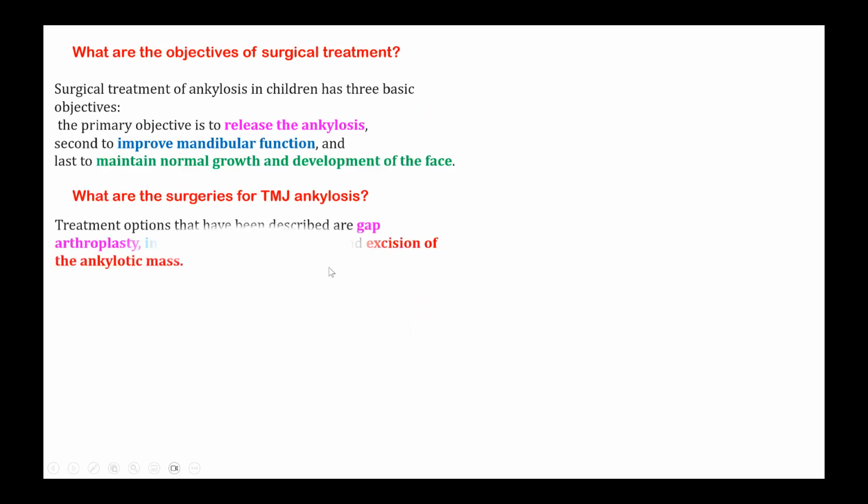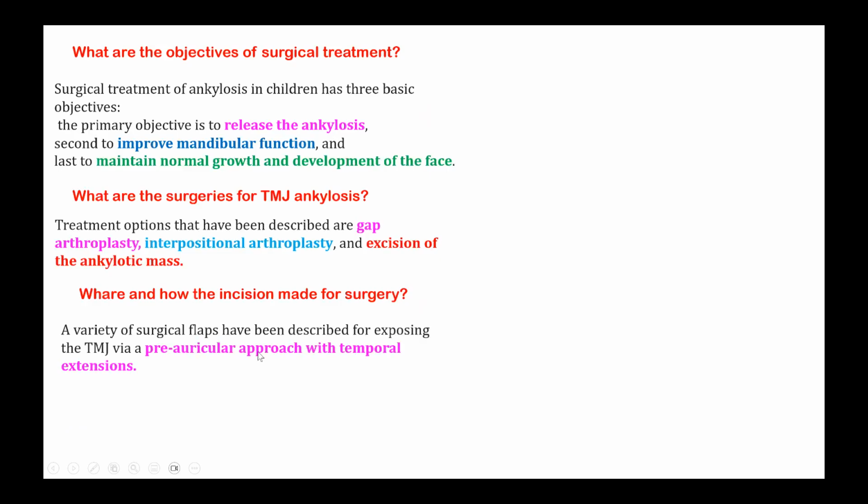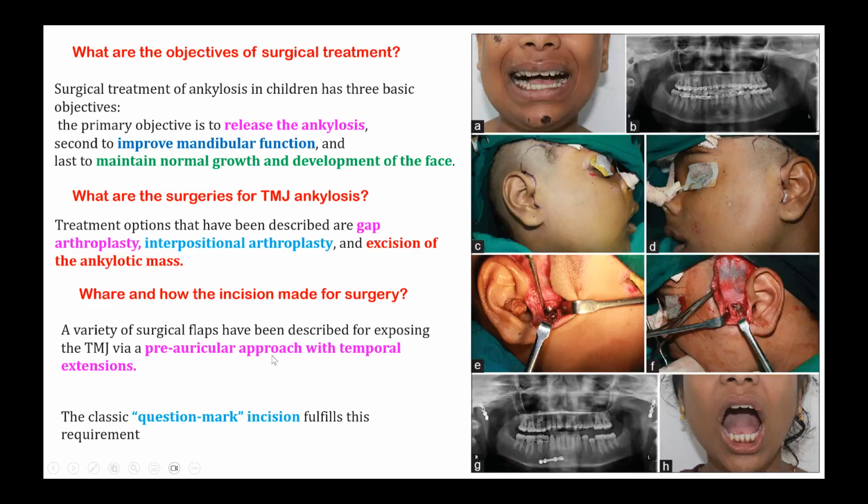The surgeries that are usually done are gap arthroplasty, interposition arthroplasty, and excision of the ankylotic mass. The incision is usually made in the pre-auricular approach with temporal extension. These are pictures I am showing for the benefit of those who have not had a chance to see this. This is called the question mark incision. Usually it is made from the temporal region to the pre-auricular region, and the whole area will be exposed, and the fused temporomandibular joint will be exposed, and then they will break that bone.